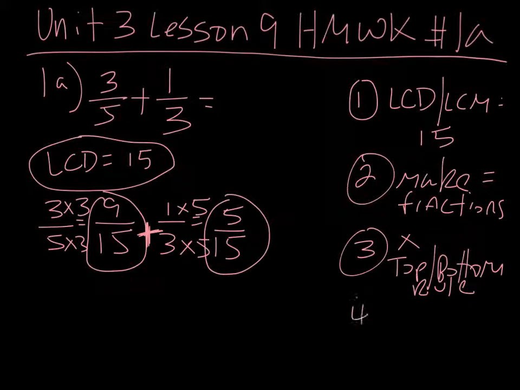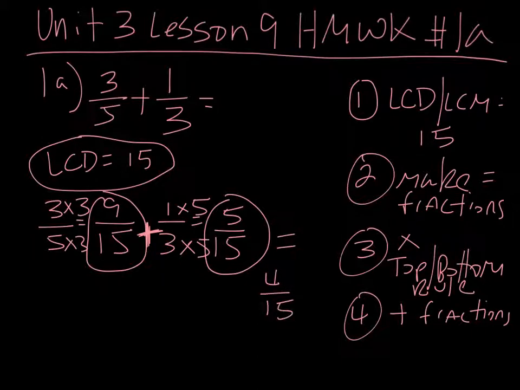Step 4 would be to add the fractions. So we will add 9 fifteenths plus 5 fifteenths, and that would equal 14 fifteenths as our answer.